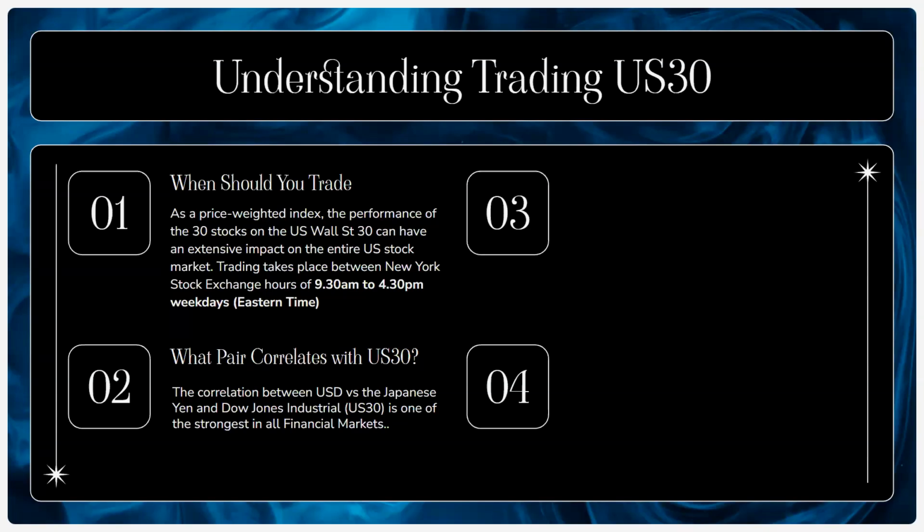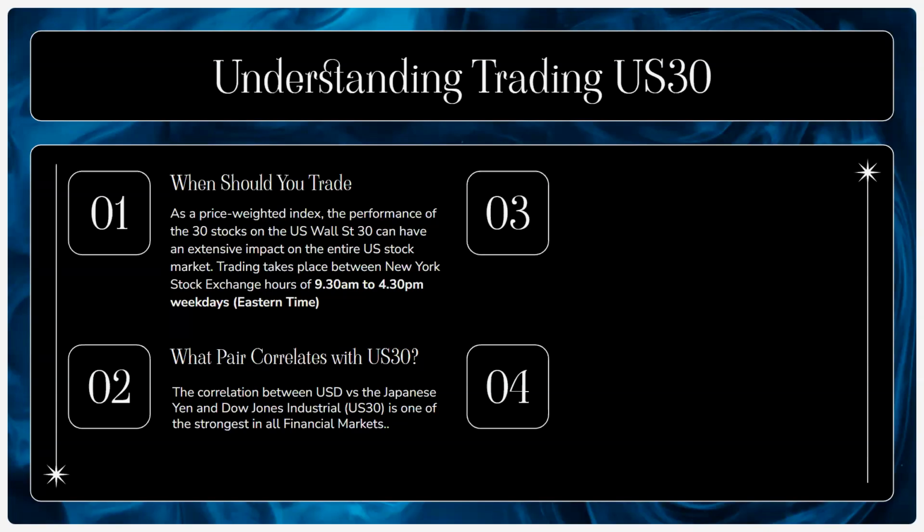The correlation between the USD versus Japanese yen and the Dow Jones is one of the strongest in all financial markets. So to find out what the US 30 is going to do, if it's going to go up or down, sometimes the USD versus yen will go up or down first, or the US 30 will go up or down first. And then you can predict, at a high ratio, that the other one is going to do the same thing.